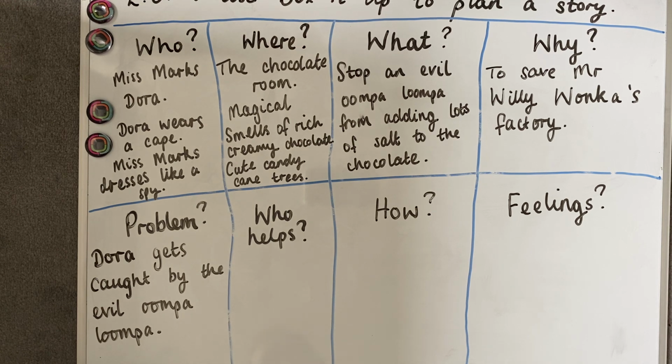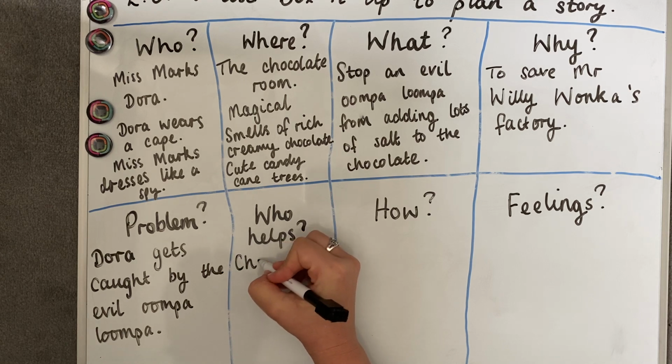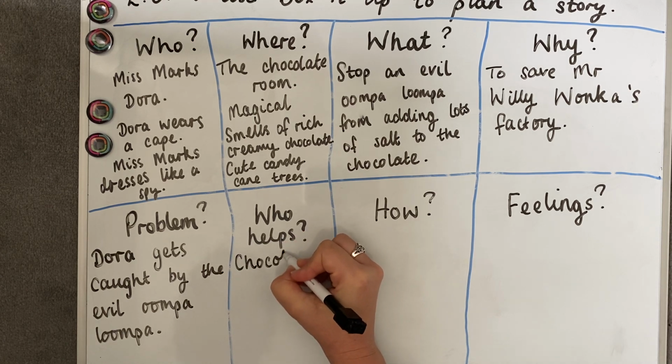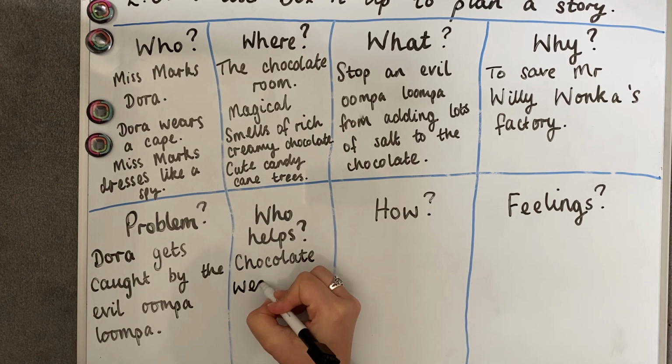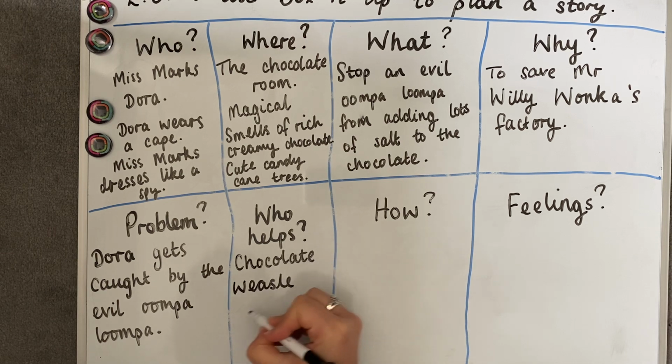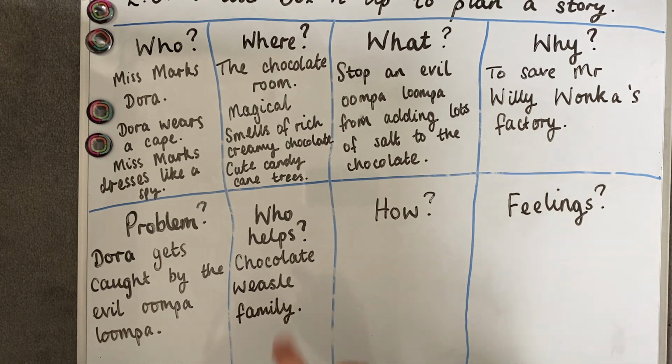And I'm going to say who helps is the chocolate weasel family. Okay, so in the chocolate room, there's going to be a chocolate weasel family, and a weasel is like a little rodent type animal, a little bit like an otter type thing. So I've got a chocolate weasel family that are going to help me save Dora.